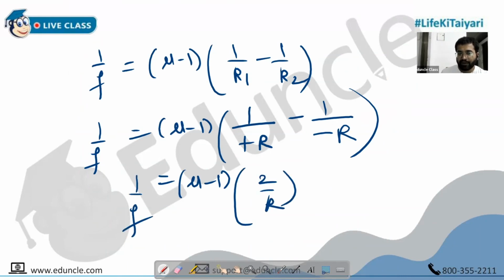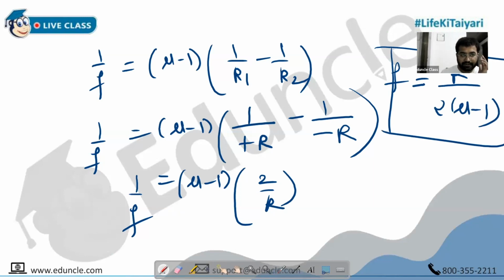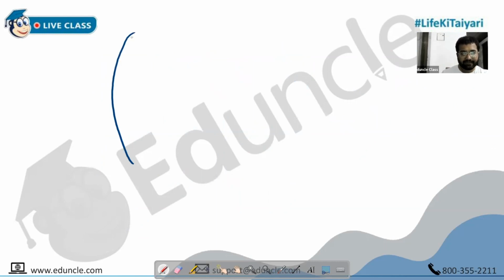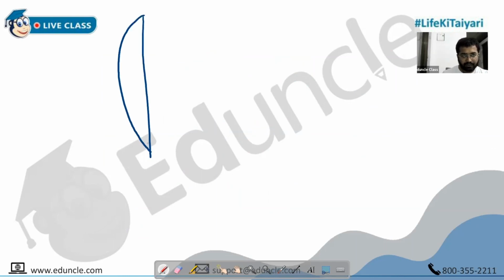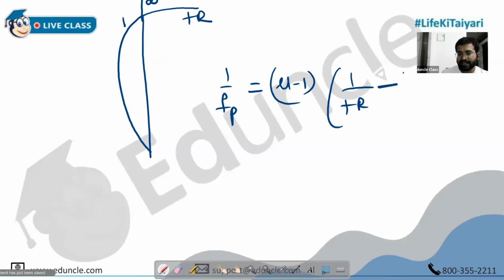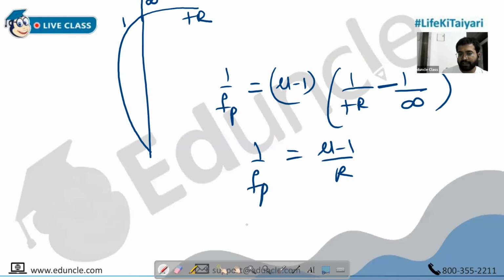So 1/f is this, or I can say the focal length of the equi-convex lens is r/(2(mu - 1)). Any doubts? No, sir. Okay, but what is the focal length of the plano-convex lens? Listen. One r becomes infinity: the first is plus r, and the second is infinity, because it is plane. So 1/f of plano-convex is (mu - 1)(1/r1 - 1/r2) with r1 = plus r and r2 = infinity. So this is (mu - 1)/r, and the focal length of plano-convex is r/(mu - 1).